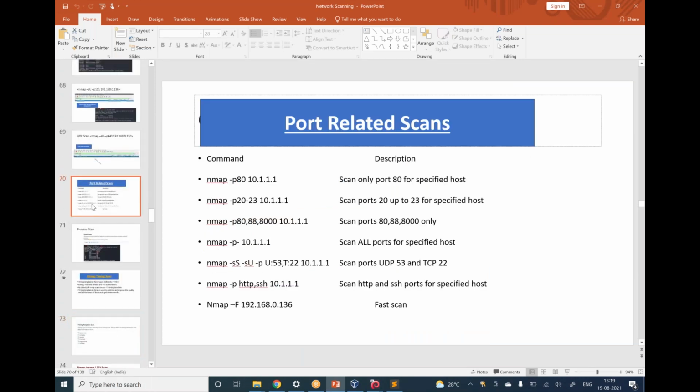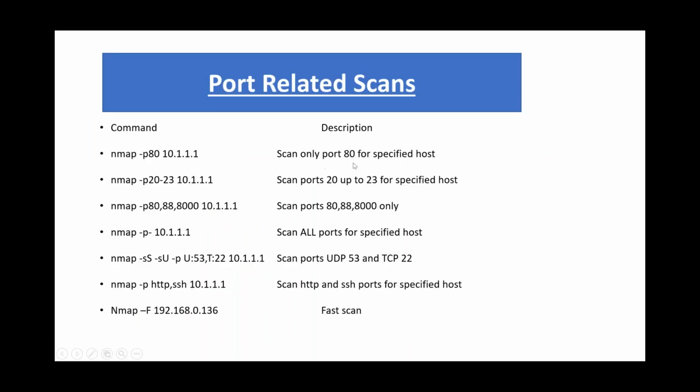Also, you can do varieties of scanning, which is shown over here. If you want to scan only port number 80 for a specific host, use -p 80. If you want to scan a range, put a dash. If you want to scan a few ports, put a comma. If you want to scan all the ports, use -p-. You can even run it using service names like http and ssh if you don't know the port number. That is also pretty good, so I'll show you how.